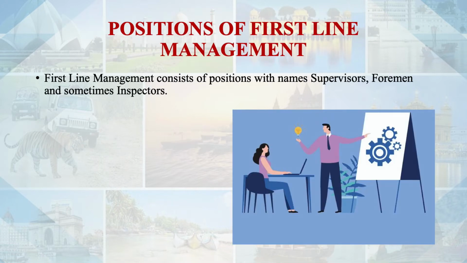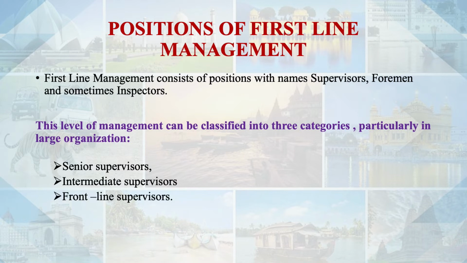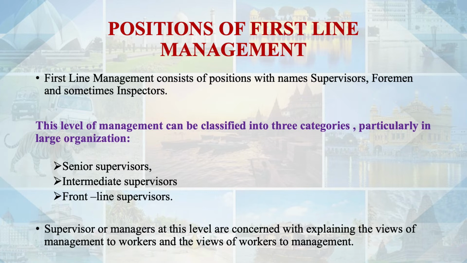The first line management consists of positions with names like supervisors, foremen and sometimes inspectors. This level of management can be classified into three categories, particularly in large organizations. These are senior supervisors, intermediate supervisors and frontline supervisors. Supervisors or managers at this level are concerned with explaining the views of management to workers and the views of workers to management. Because of this, the job of a supervisor becomes more complex than other levels of management. Management treats him as the man of workers, while workers treat him as the man of management.